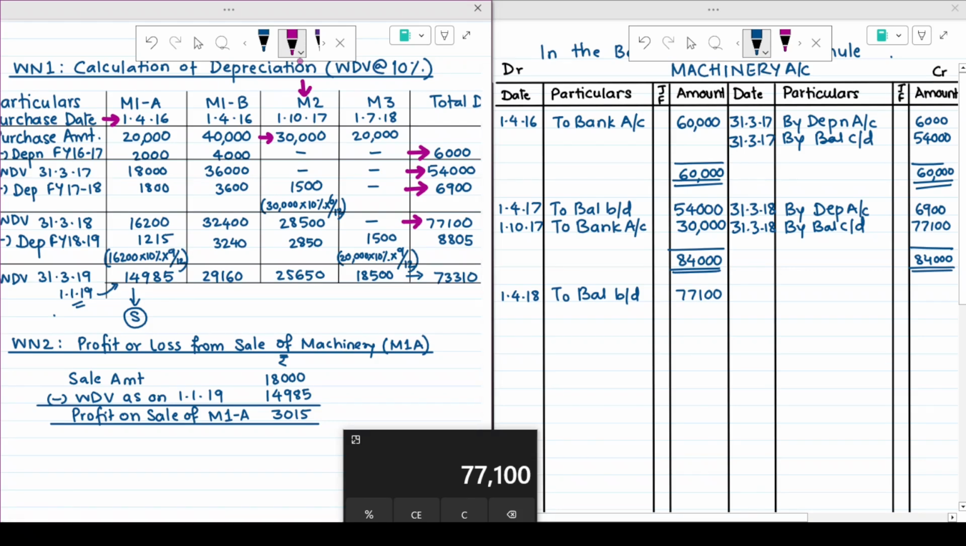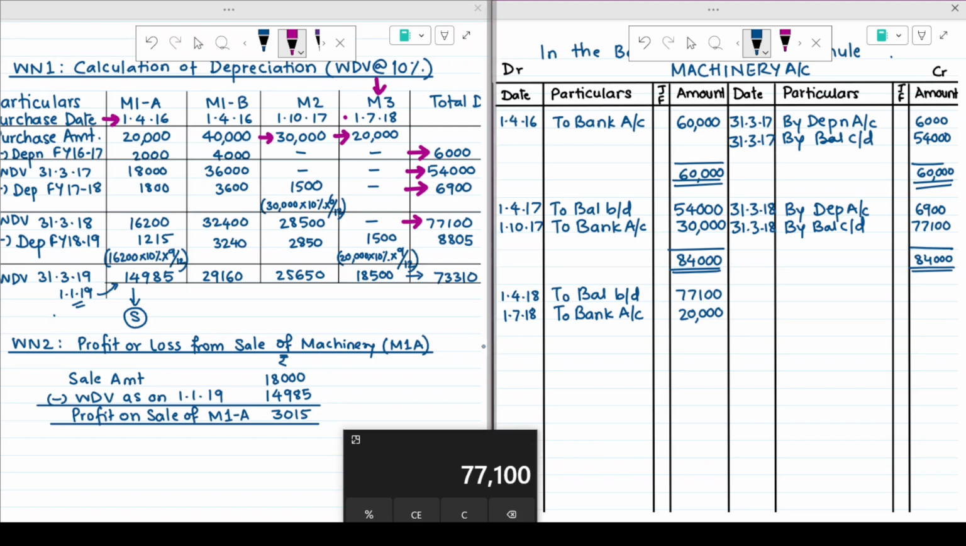So this way second year entries are done, and in third year we have one purchase and one sale. First transaction was of purchase, so we will do the purchase entry first. On 1st July it was 20,000. 20,000 machinery was purchased. So machinery account debit to bank account on 1st July 18. This machinery on 1st July 18, the amount is 20,000.